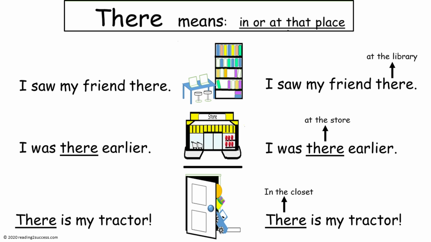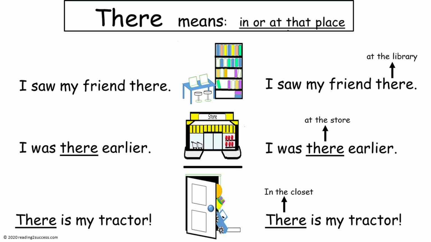To help kids better understand the meaning of there, T-H-E-R-E, have them read these sentences. Begin with the first sentence and help kids go across and replace the word there with the words above the arrow. And that's what there stands for. So the first sentence is, I saw my friend there. Go across and replace there with the new words. I saw my friend at the library.